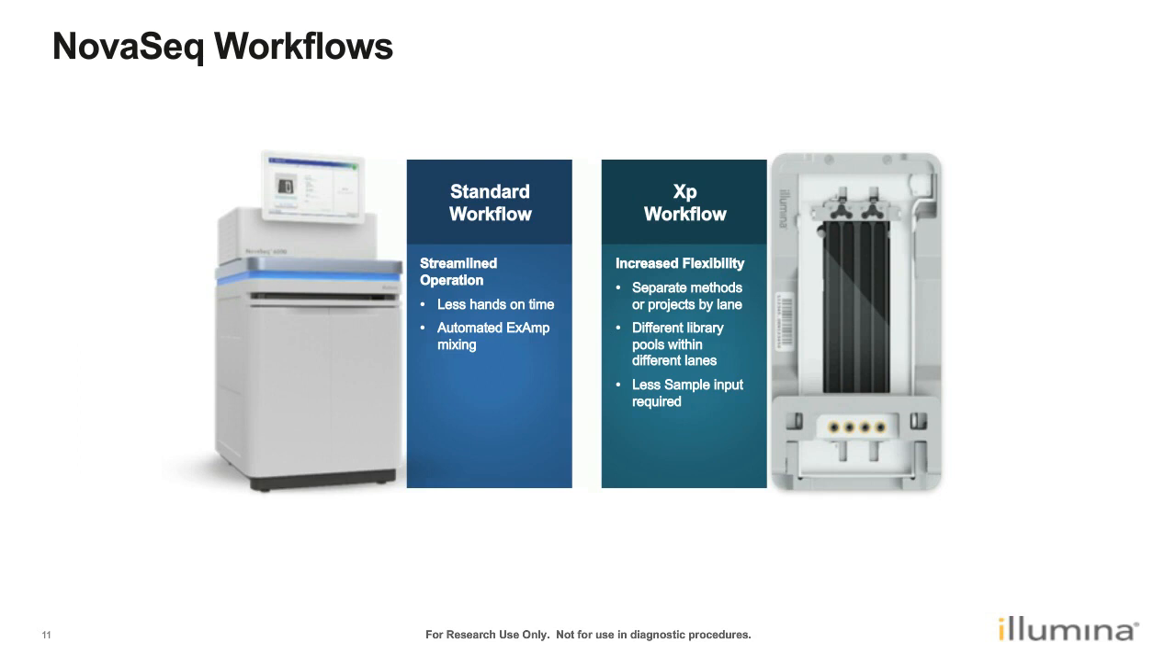Now, in order to provide more flexibility, we also offer the XP workflow. This allows you to sequence different library pools in different lanes. As discussed earlier, this can be useful when you don't need a high amount of coverage per sample. Another advantage of the XP kit is that it requires less sample input than the standard workflow.